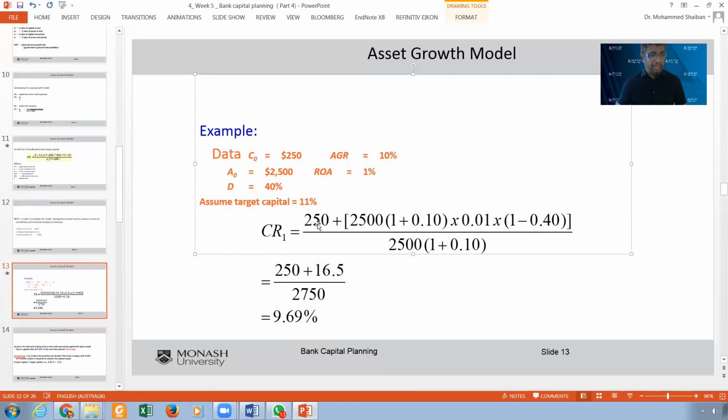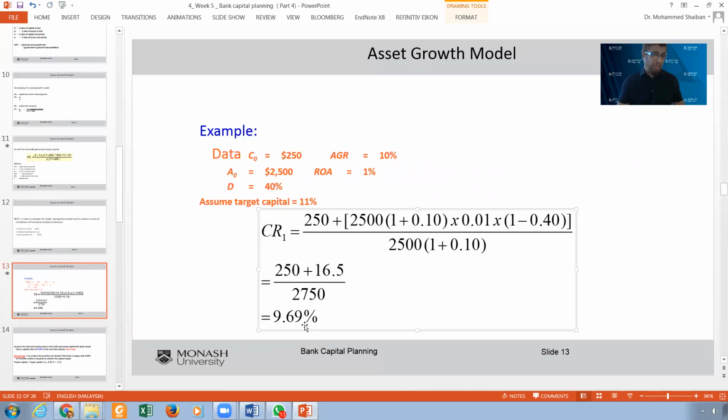Now, I can start here, I'm assuming a target capital of 10% for next year. So I will add this one, 250. In this case, we are just calculating now according to this growth and all these issues. So we have the growth of the assets. We haven't talked now about the target capital. We just say we will achieve 9.69. Is this what I want?